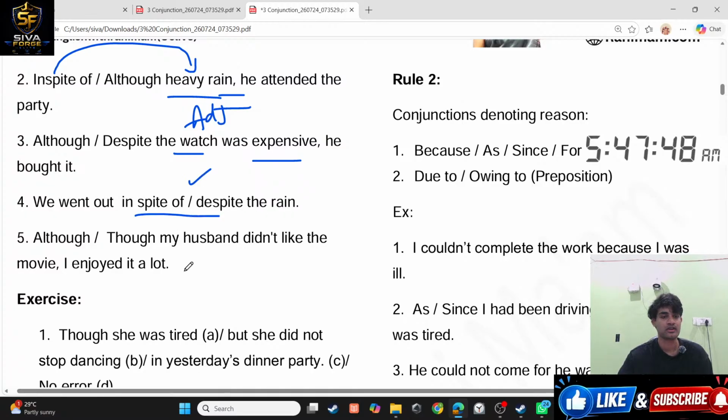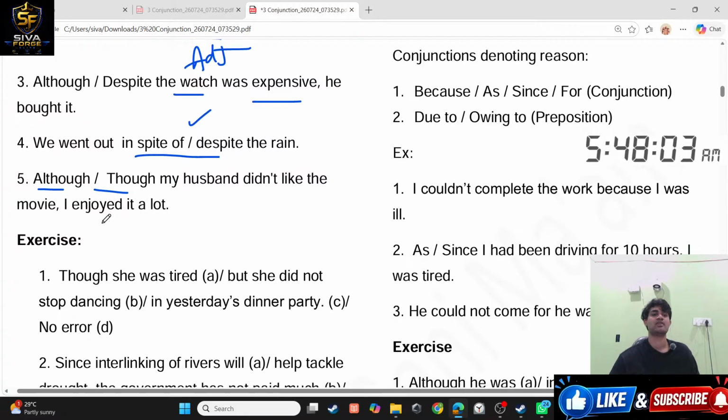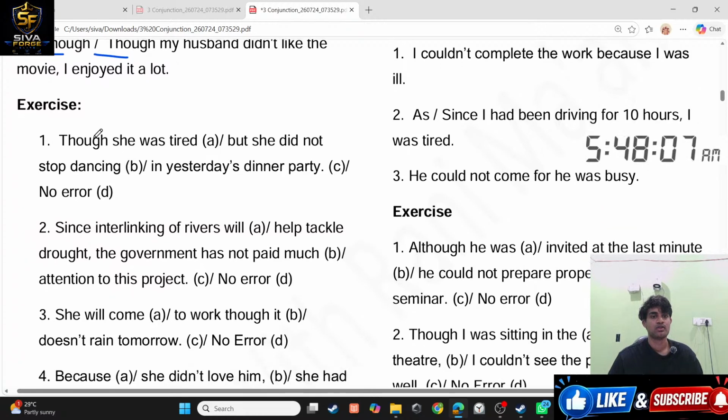Both correct. Okay. Although my husband didn't like the movie, I enjoyed it a lot. Here we can use although. Though my husband didn't like the movie, I enjoyed it a lot. Now see some exercises. Though she was tired, at, we should write here at, she didn't stop dancing in yesterday's dinner party.